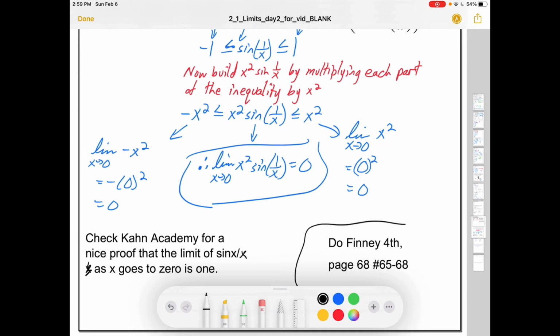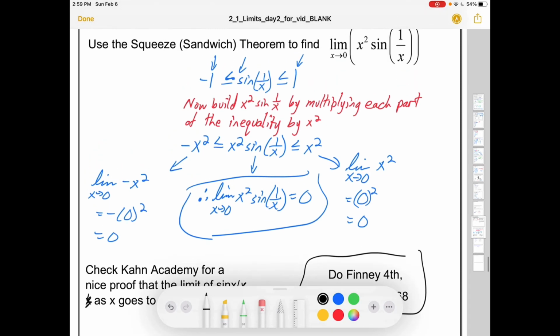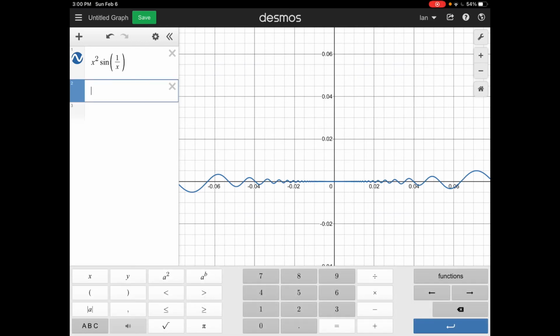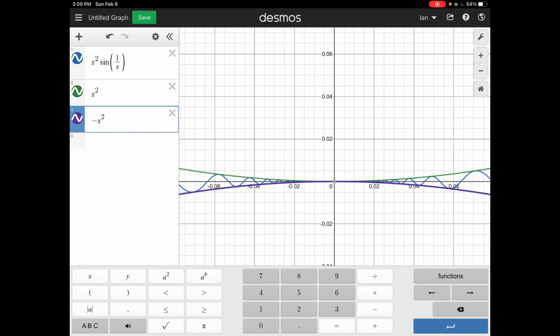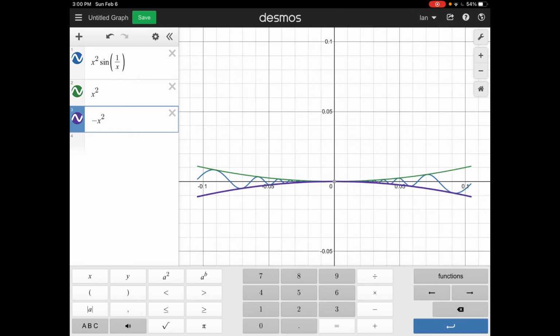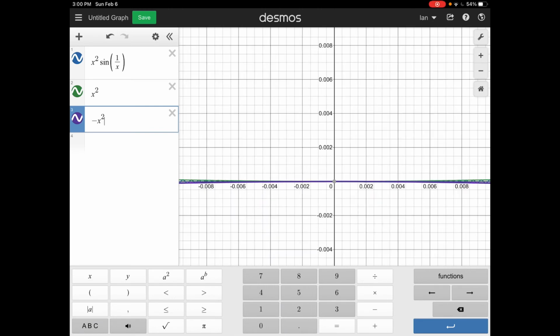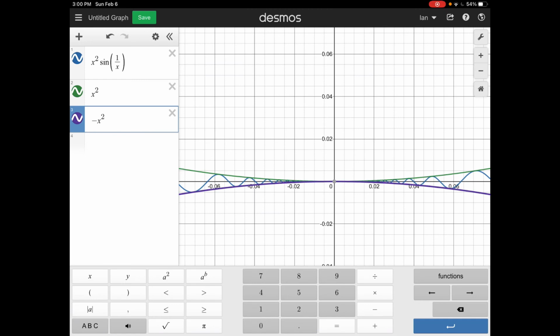There are some practice questions in the 4th edition of Finney right here. We can take a look at what the graph of all this means. It's a very neat looking graph. You can see when you just have the graph that it is going to be going towards 0. But if I take a look at those ones that we sandwiched it between, there's x squared, and here's negative x squared. You can see that that graph that we care about really is sandwiched in between them. And since we can find out the limit on the green one and the purple one, we automatically know the limit of the one we care about, the blue one.